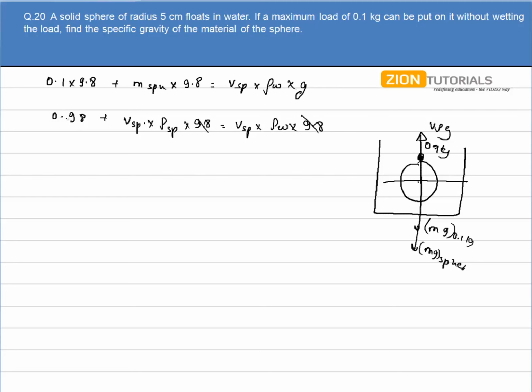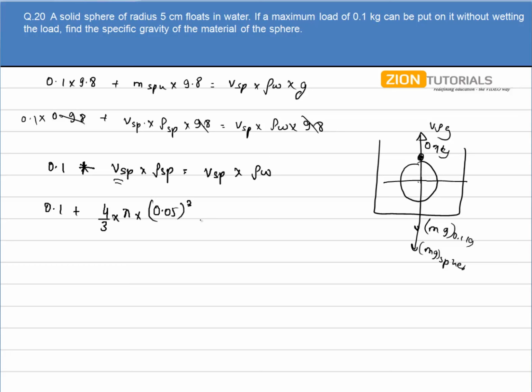So 9.8 gets cancelled from each side. So I can write 0.1 plus volume of sphere into rho of sphere is equal to volume of sphere into rho of water. Okay, now I can write 0.1 plus volume of sphere, which is 4 by 3 pi r cubed, that is 0.05 whole cube, into rho of sphere, equals 4 by 3 pi 0.05 whole cube into rho of water, that is 1000. Okay, now solve this equation.